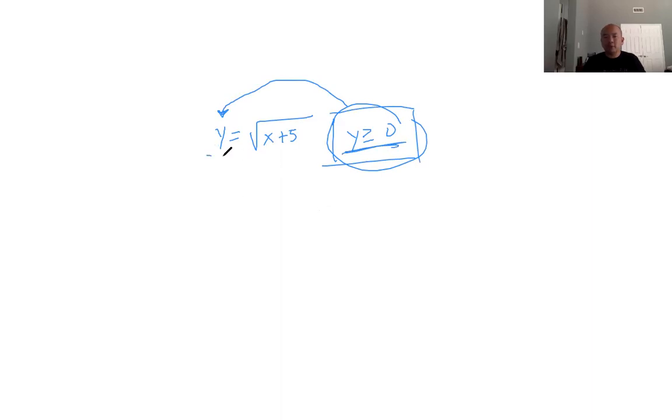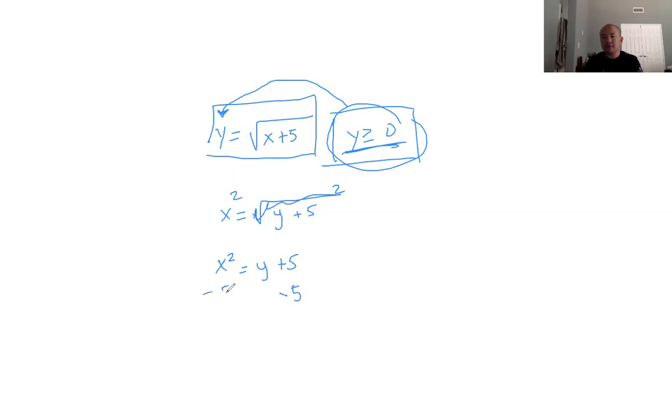So for this problem, let's look at this equation. You're going to switch the x and the y. And then again, you want to get rid of the square root. Remember the last problem, you wanted to get rid of the square, so you took the square root. This time you have a square root and you want to get rid of it, so you have to square both sides. Once you do that, it becomes x squared is equal to y plus 5, because the square gets rid of the square root. And then you subtract the 5 from both sides. So y ends up equaling x squared minus 5. And this is the inverse of that equation.